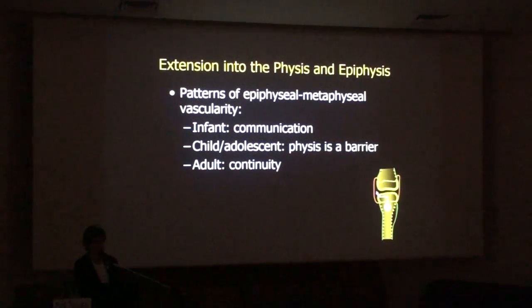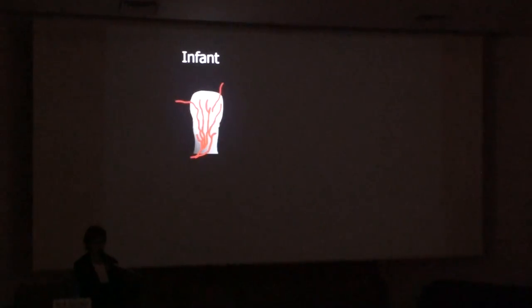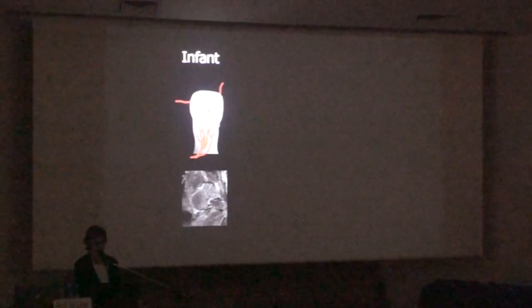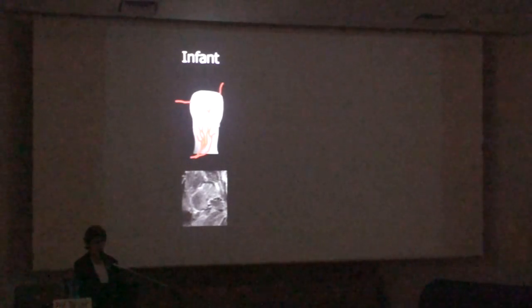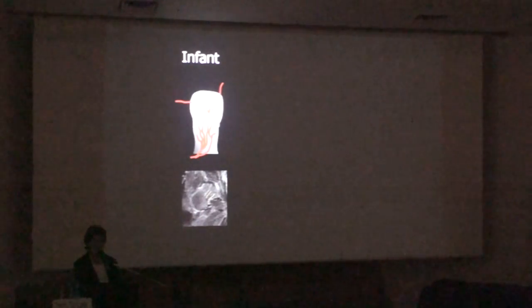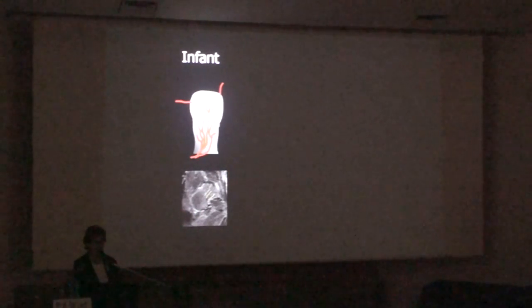Well, historically, and I think most people have been taught that in an infant there's direct communication from the metaphysis to the epiphysis. In a child or adolescent, the epiphysis acts as a barrier, and in the adult, there's continuity between the vascular supply of the shaft to the end of the bone. Diagrammatically, an infant might look like this with a lot of crossing vessels, and on MRI, if we look carefully after we give contrast of this cartilaginous epiphyseal head, we can see these vessels crossing the growth plate.